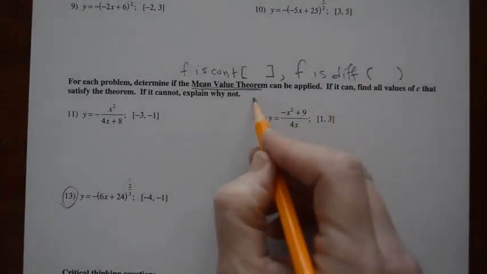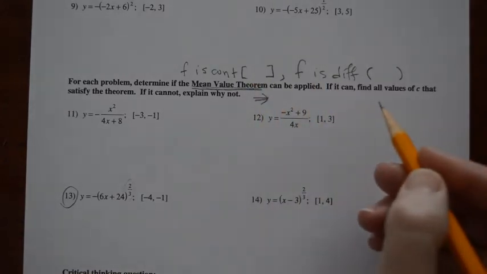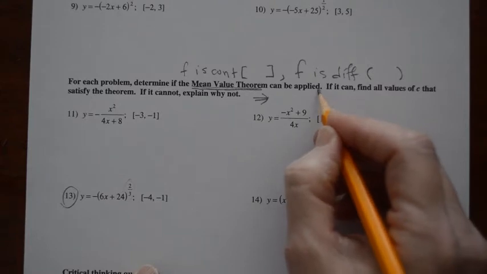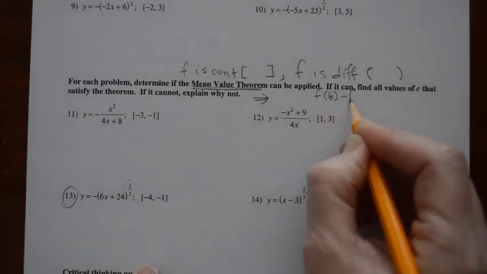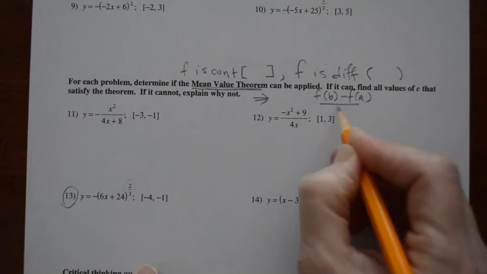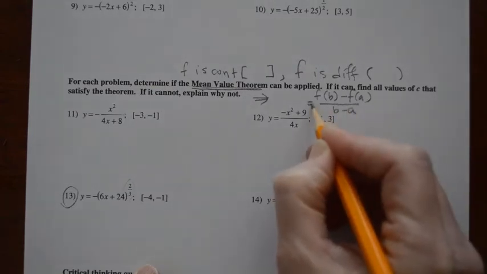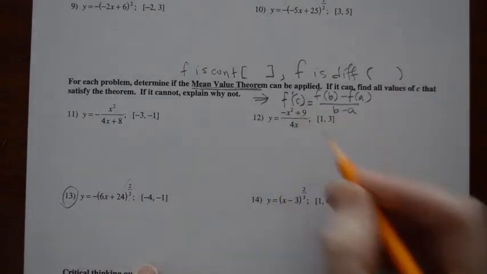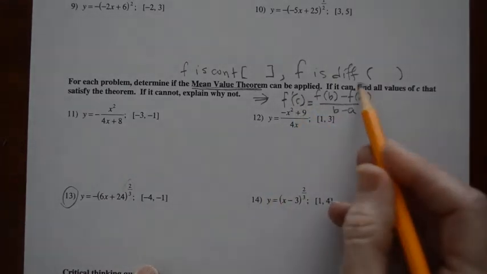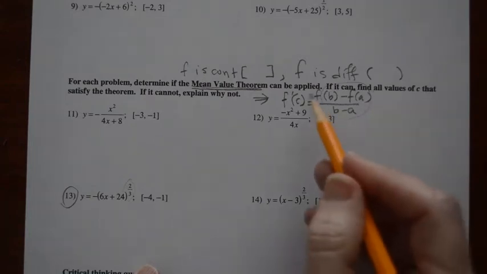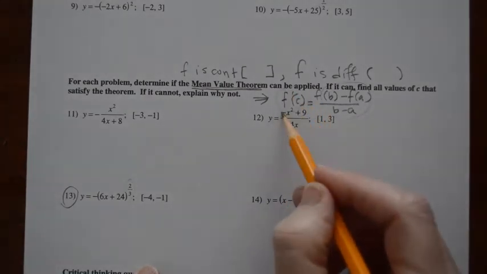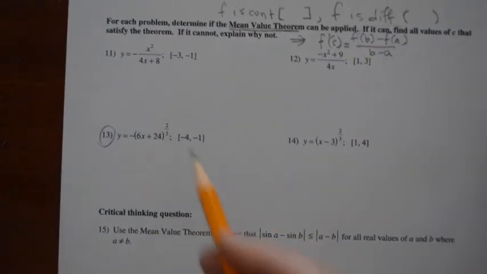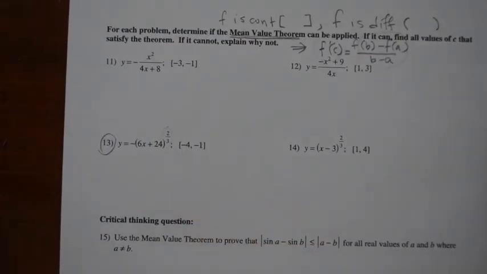The conclusion, if we can show that these two are true, is that the average rate of change over the interval, in other words, f of b minus f of a over b minus a, at some value c has to equal the instantaneous rate of change at that point. So the average rate of change over the entire interval equals the instantaneous rate of change at some point. All right, so let's go through each of those things for problem 13.